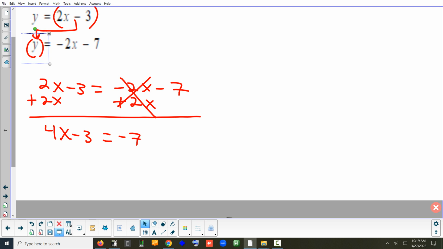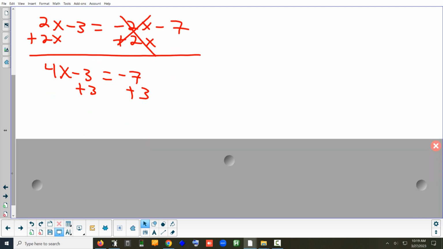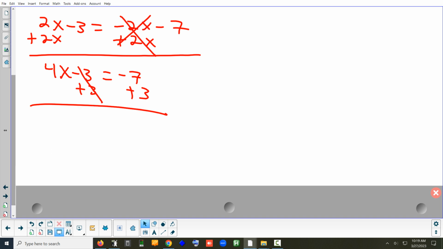Negative 7. Okay. And now we've got the x on the left, so we got to put numbers without x's on the right. How would we move that negative 3 to the right side? Yep, we're going to add the 3. That's gone. Negative 7 plus 3, how much is that going to leave me? Negative 4.